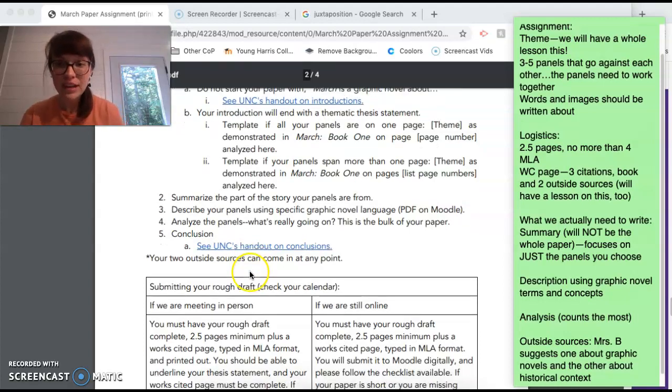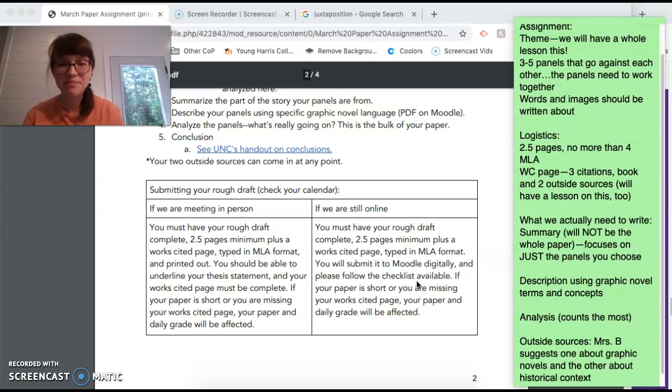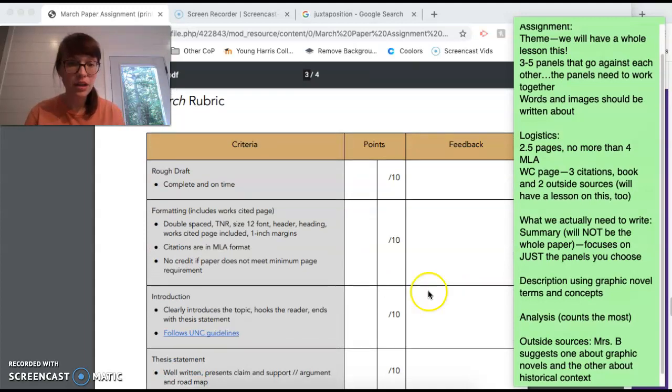Now, submitting your rough draft. Okay, if we are in person, then we will have an in-class workshop. If we are still online, you will submit it to Moodle digitally and follow the checklist available. So as I'm recording this video, I am in the process of continuing to put this unit online. We'll see. Okay, now this is the way your paper is going to be graded.